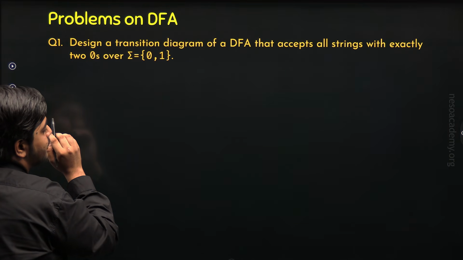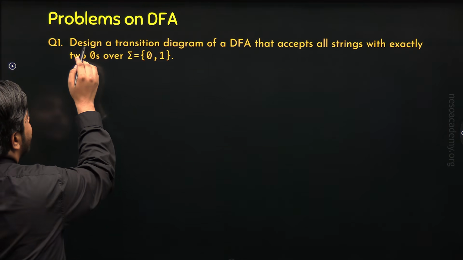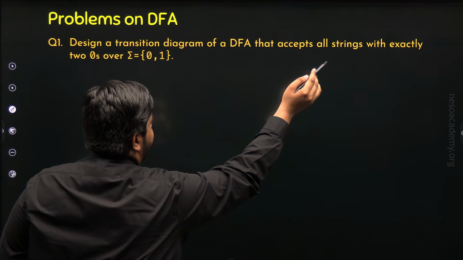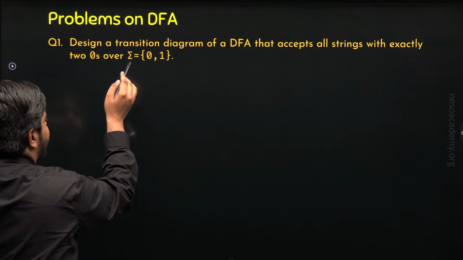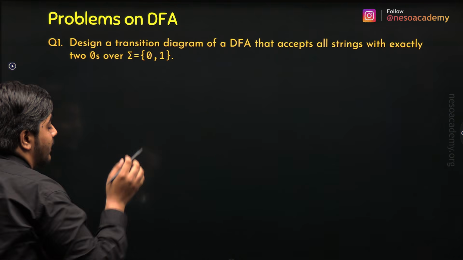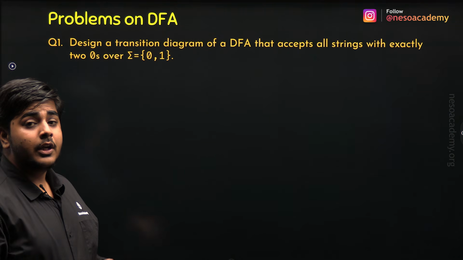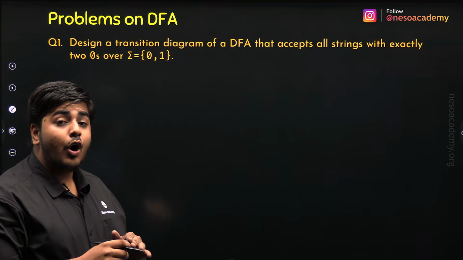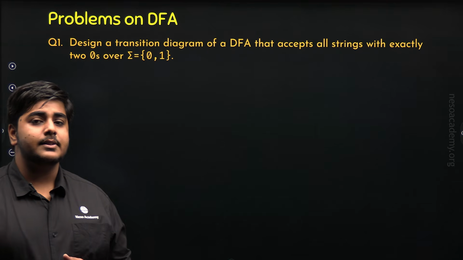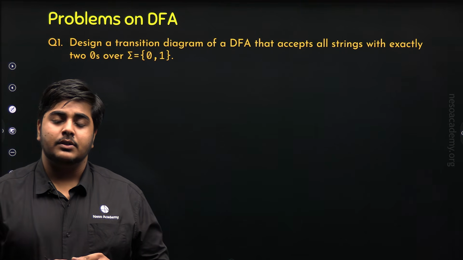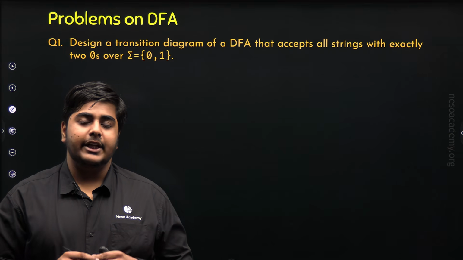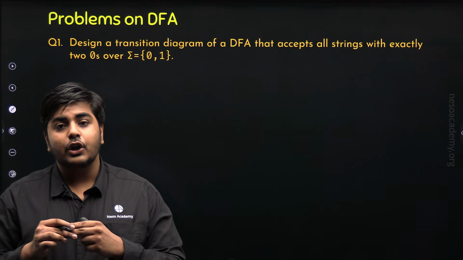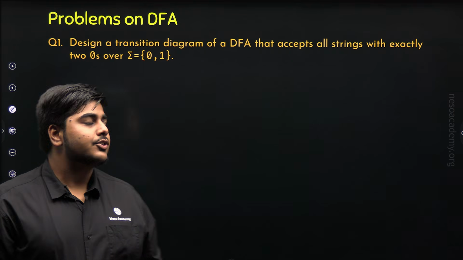So here is our very first problem. Let's read it together. Design a transition diagram of a DFA that accepts all strings with exactly 2 zeros over the alphabet 0, 1. That means, in this question, you are required to design a transition diagram of a DFA that accepts all the strings made up of zeros and ones with exactly 2 zeros. That means the number of zeros in your strings should be exactly equal to 2, not less than 2, not greater than 2. So let's see our language.